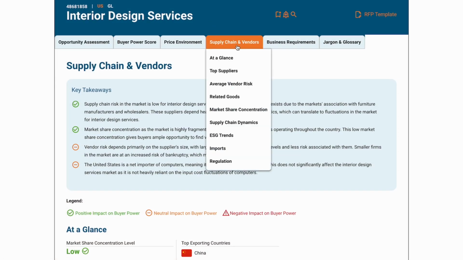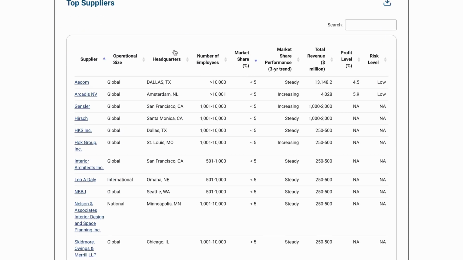Once you're in supply chain and vendors, you can go quickly to the top suppliers here. Or if you're someone that wants to scroll from the top down, you can do that too. You can see we list the top market share suppliers in the reports themselves, but you can click into these suppliers to get the data you'll need when considering a vendor to source a product or provide a service.